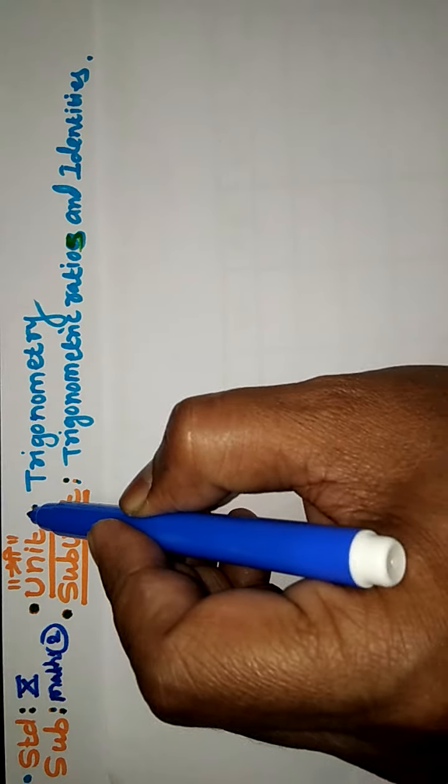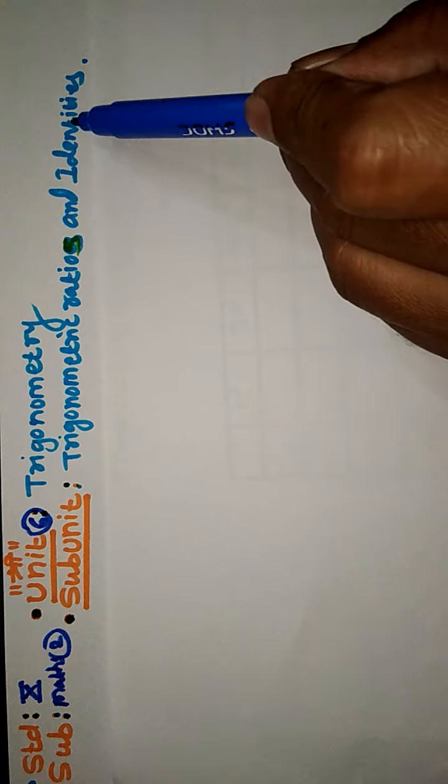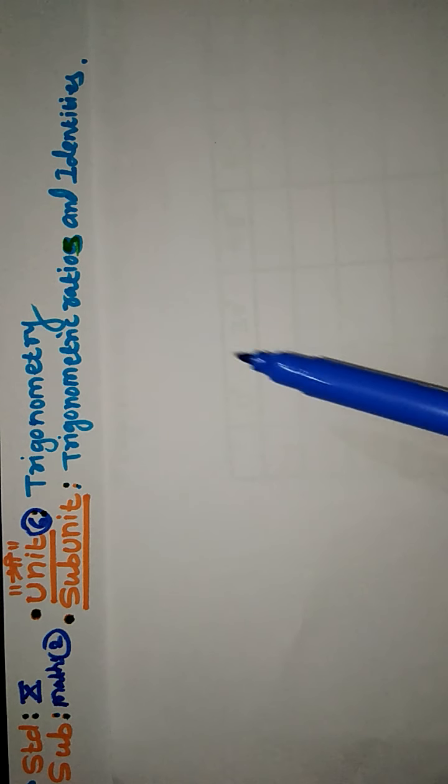Trigonometry, unit number 6, trigonometry. Last year we studied some basic concepts, which are trigonometric ratios and their identities. First we will revise these concepts, and in this unit we will study more trigonometric identities and their applications.